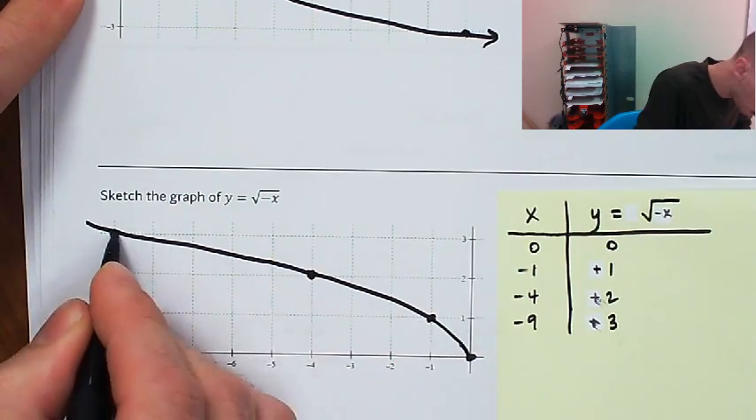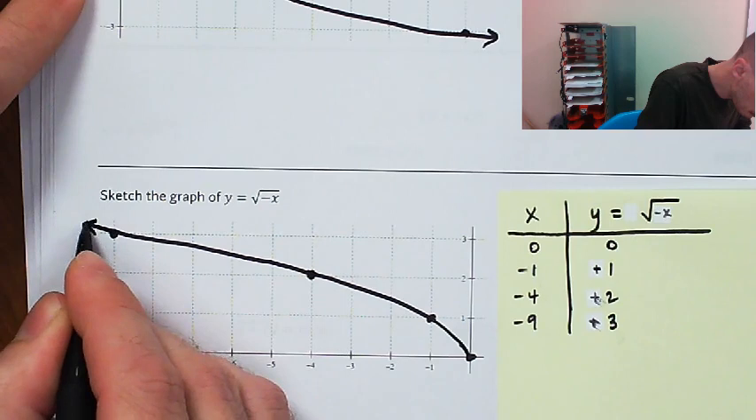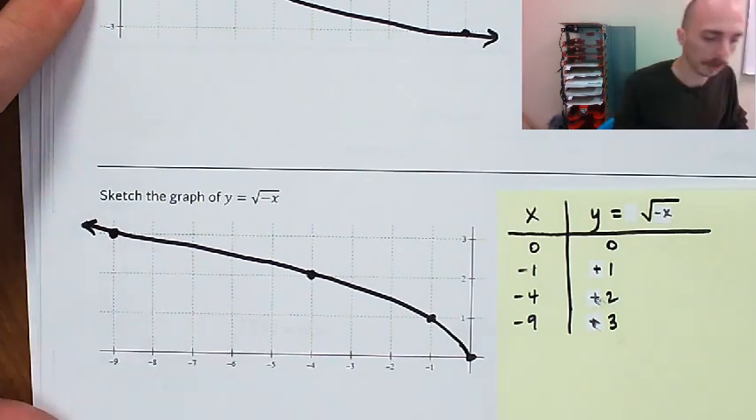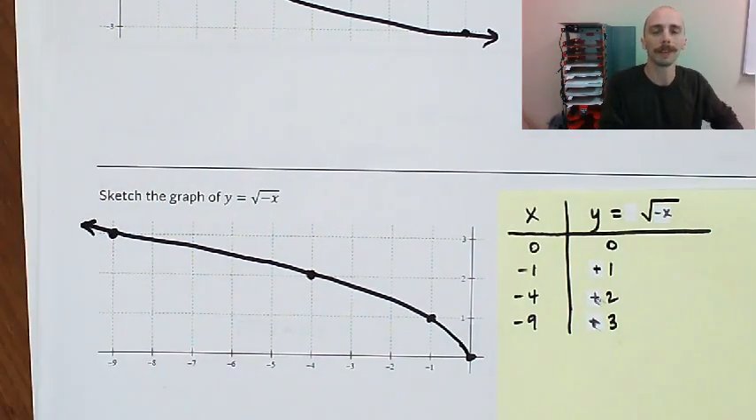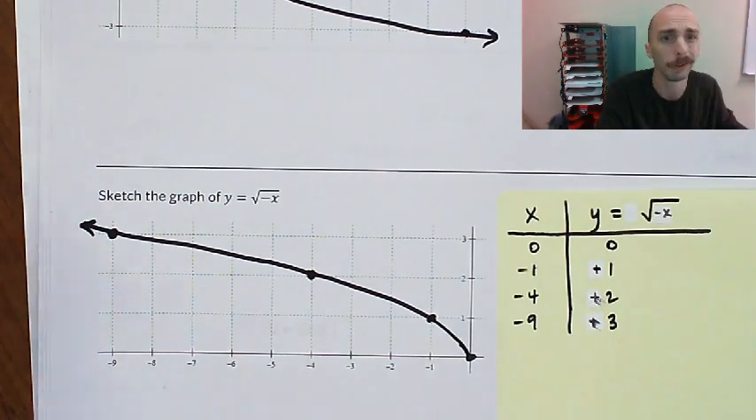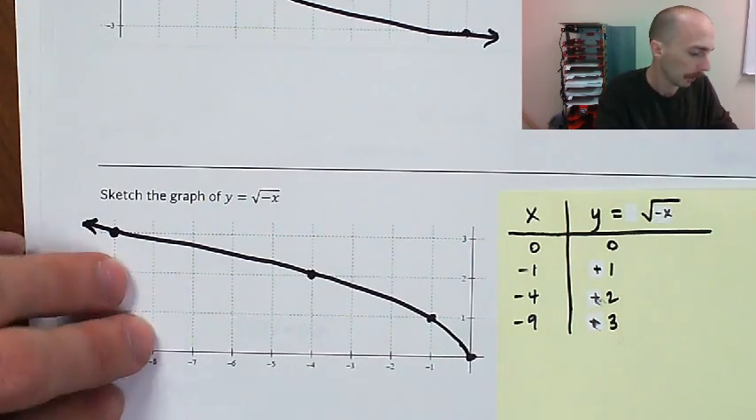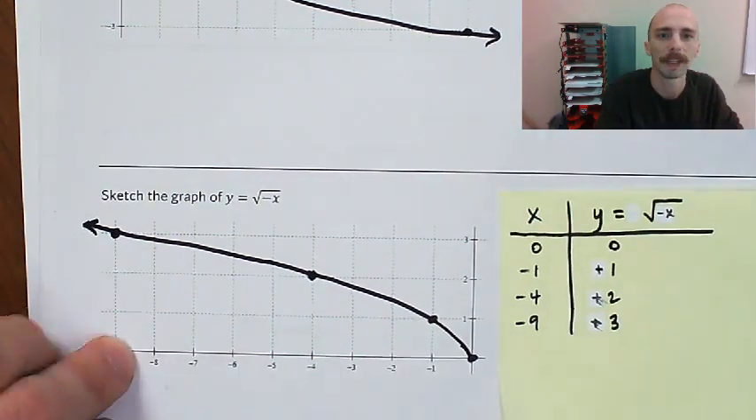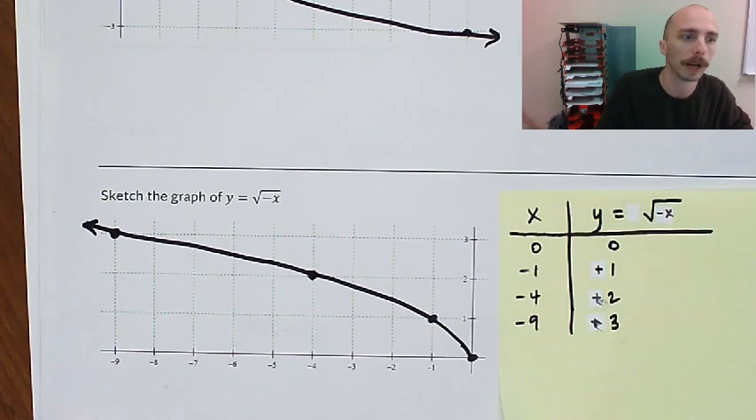I think there's something going on here. Yeah, that needs to be a little bit more like that. That'll do. Okay, so it's got this type of behavior where it increases and then it levels off. Or you can look at it as a sideways parabola, however you want. Okay, so these are some pretty introductory square root graphs.